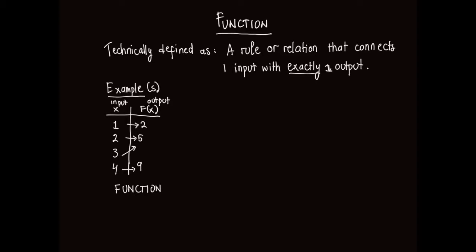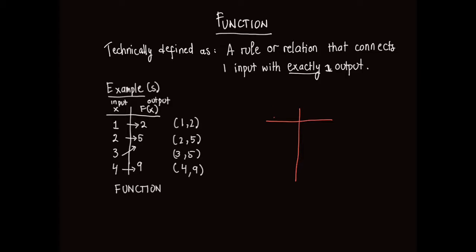This is an example of a function because 1 is connected with exactly one output, which is 2. 2 is also connected with only one output, which is 5. 3 is also connected with only one output, which is 5. And 4 is connected with one output, which is 9.